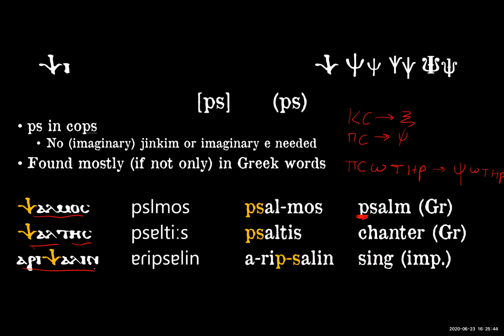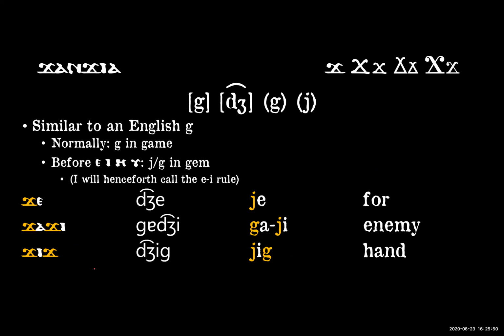Aripsanin means sing. It's imperative. It's telling someone to sing. Now this letter could be tricky, but it shouldn't really be because it works just like an English letter. So the name of this letter is Janja, and it works just like the English G. So the English G, I'm going to put a list of words, and you're going to see how it's similar.